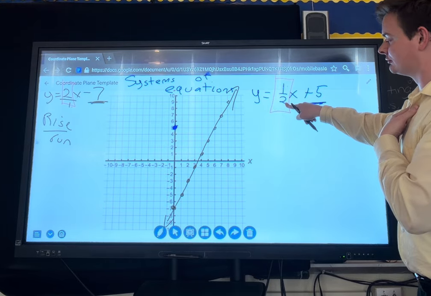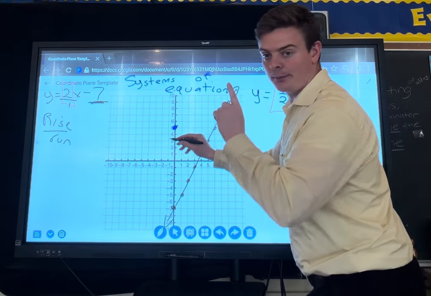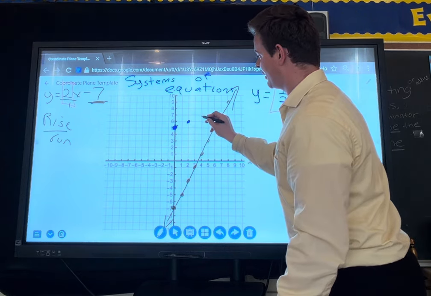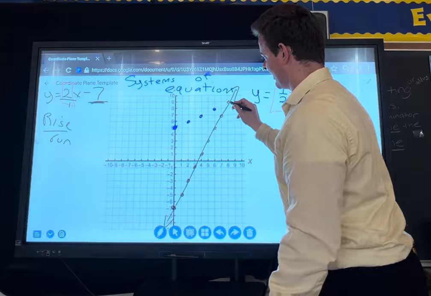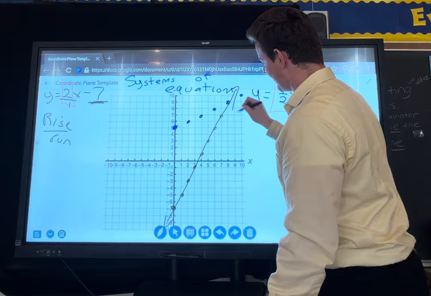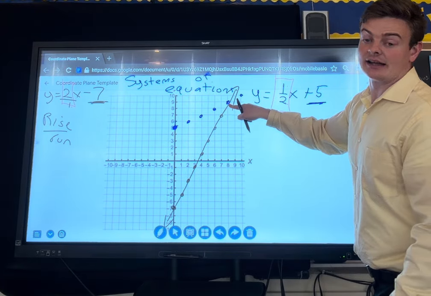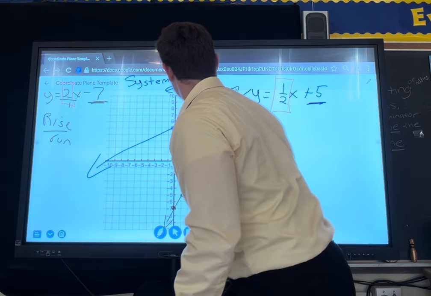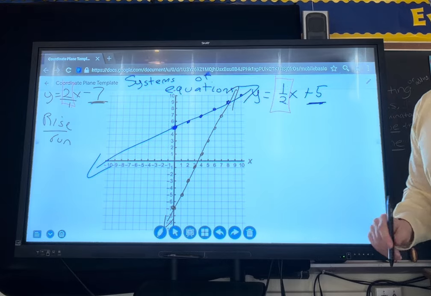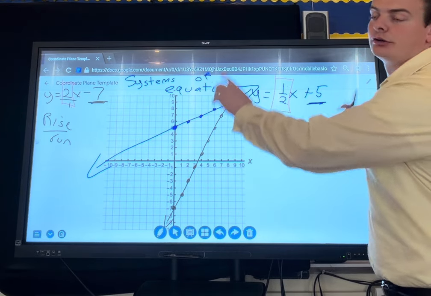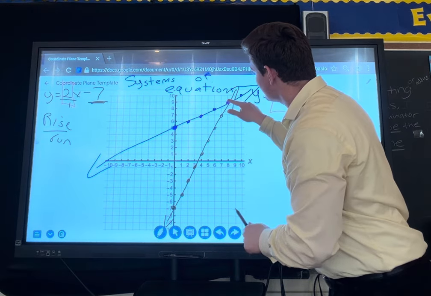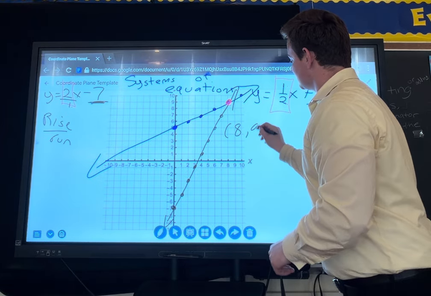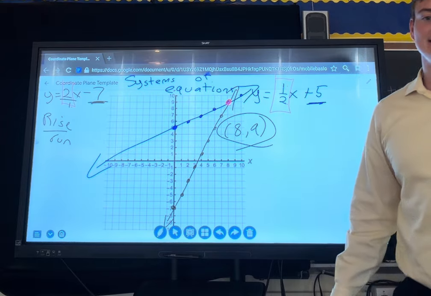Rise 1, run 2. Up 1 box, right 2. And I keep doing that, and you'll notice this side here is going to be an answer for both. But to show it to you, I connect my dots with the line, and the place where they cross is the answer to my system. They both cross right here, which is the coordinate 8, 9. So the answer is 8, 9.